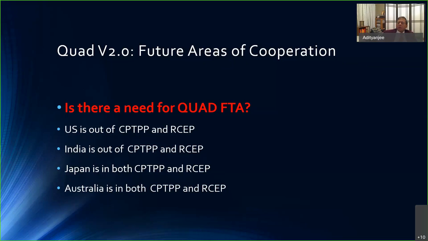So if Quad continues with the pace, there's a possibility of an intra-Quad free trade agreement, which will help the economies of all those four countries. Of course, they have to be sensitive to each other's needs.